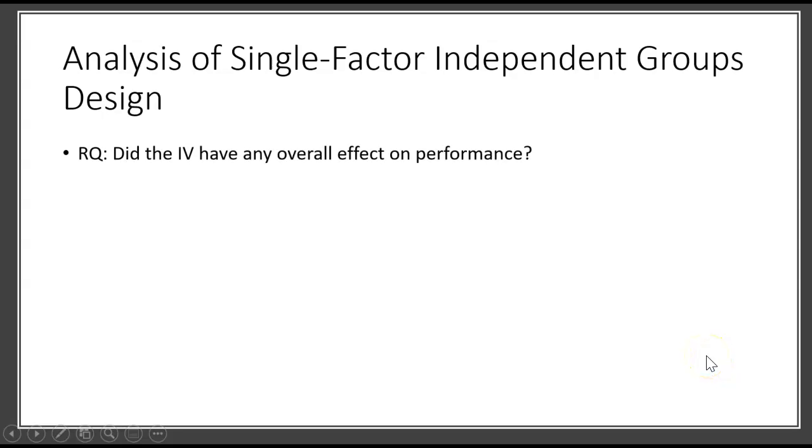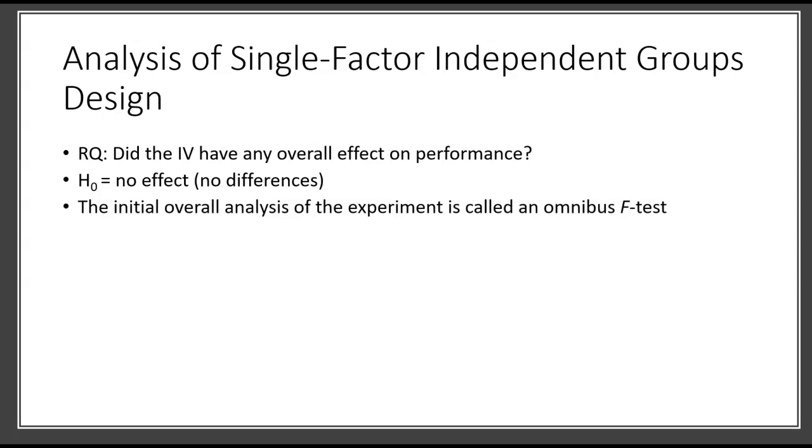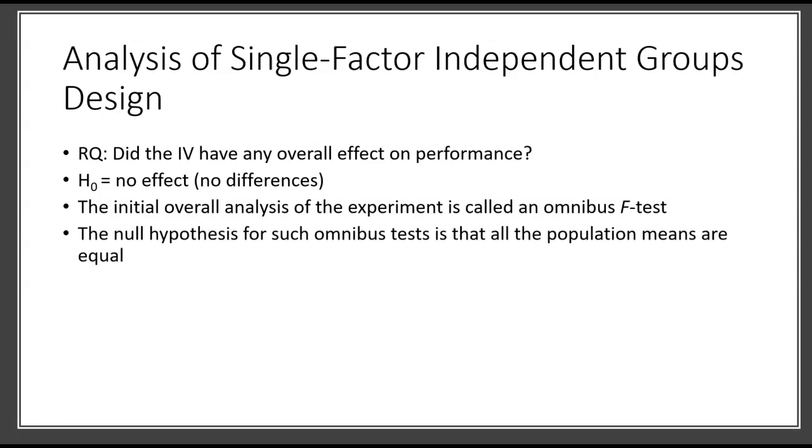Now, just to give you an example of the single factor independent groups design, the research question could be, did the independent variable have an overall effect on performance on the dependent variable? The null would be that there's no differences between the groups. The overall analysis in the form of an omnibus F test would be examined.